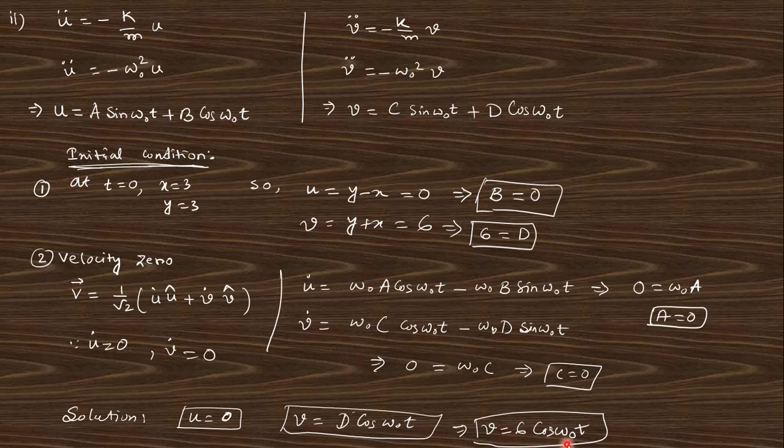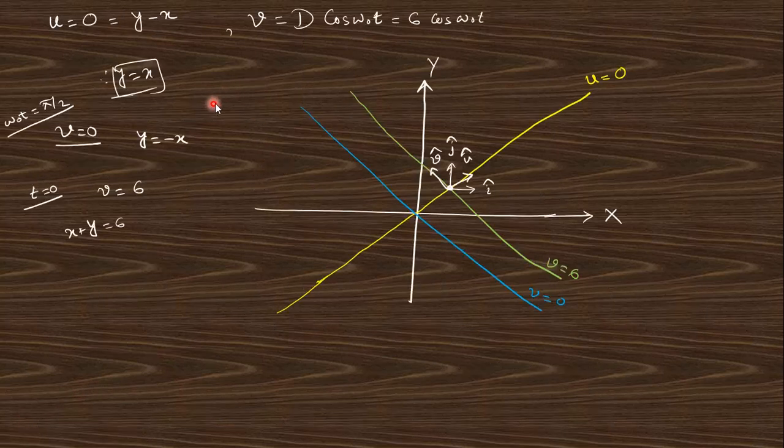So you will get b 6 cos 0. This is the solution. Okay, for u equals 0, or equals v minus x, u equals 0, you will get y equal to x.